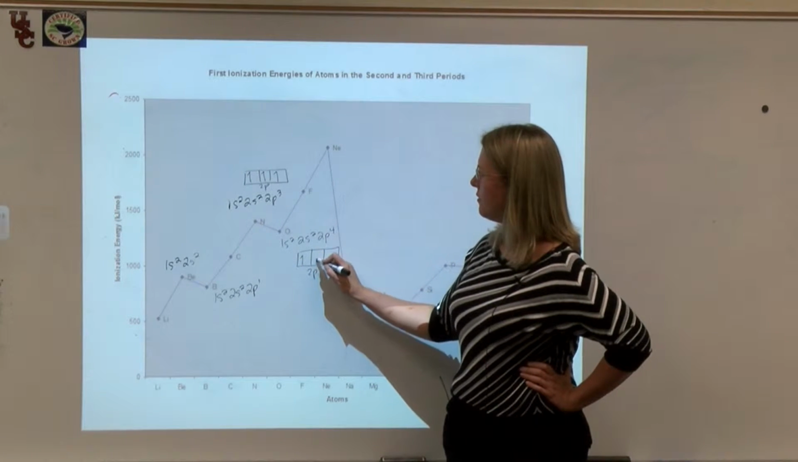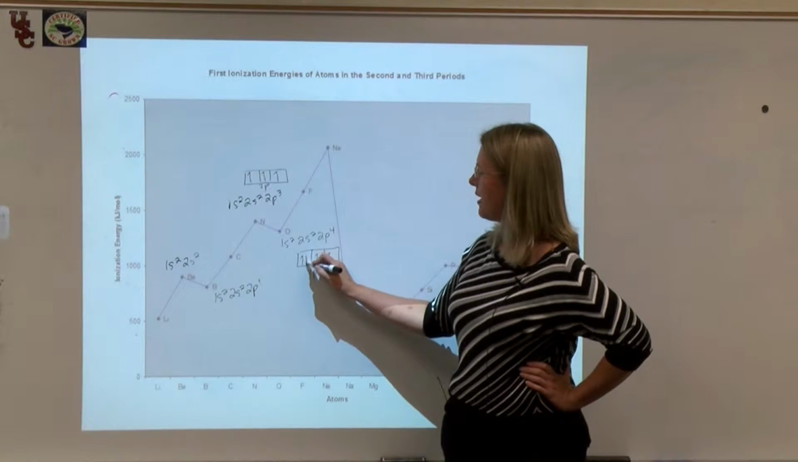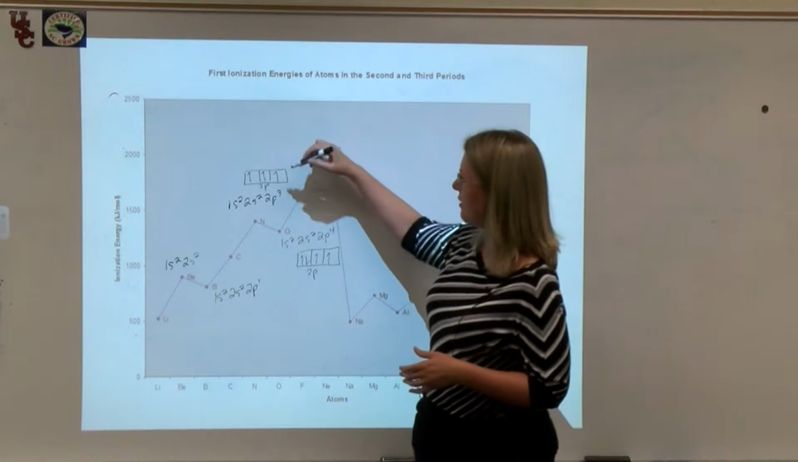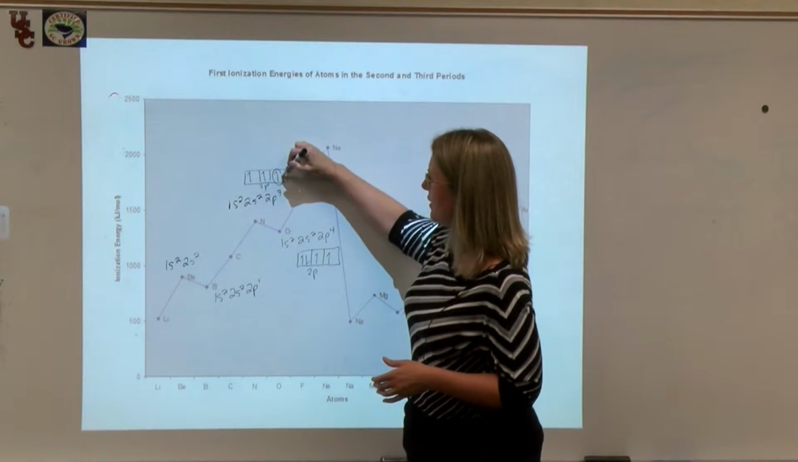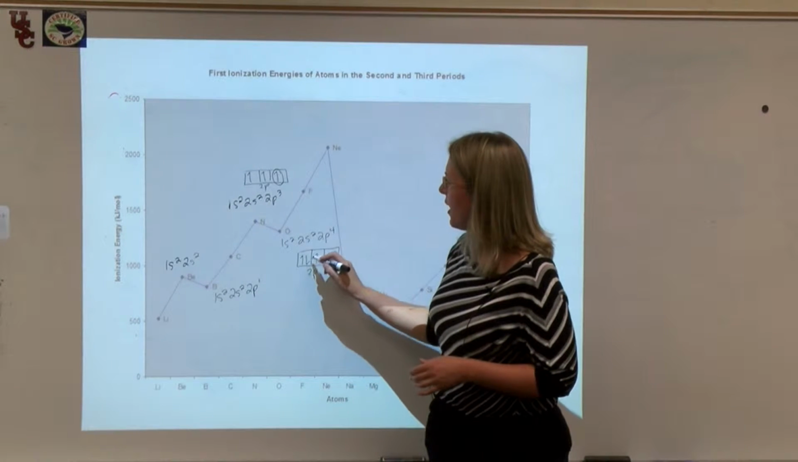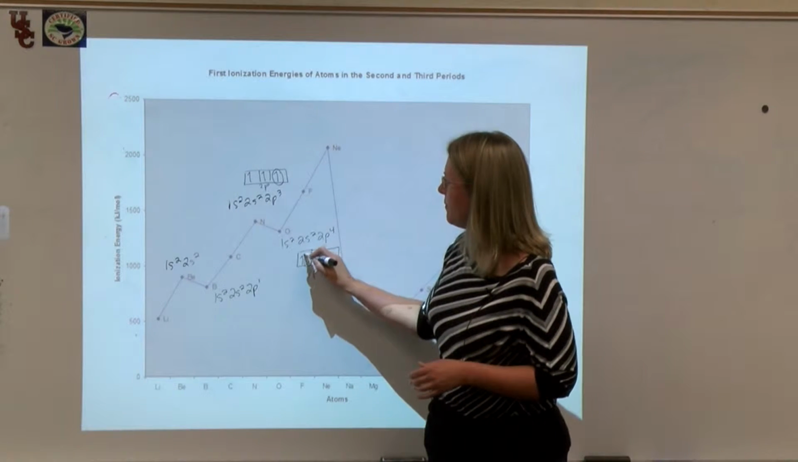So 1, 2, 3, and then add another 4, like that. And so when you think about removing an electron, for nitrogen, we're removing this one, the last added. It'll be the first one removed. For oxygen, we're thinking about removing this one.